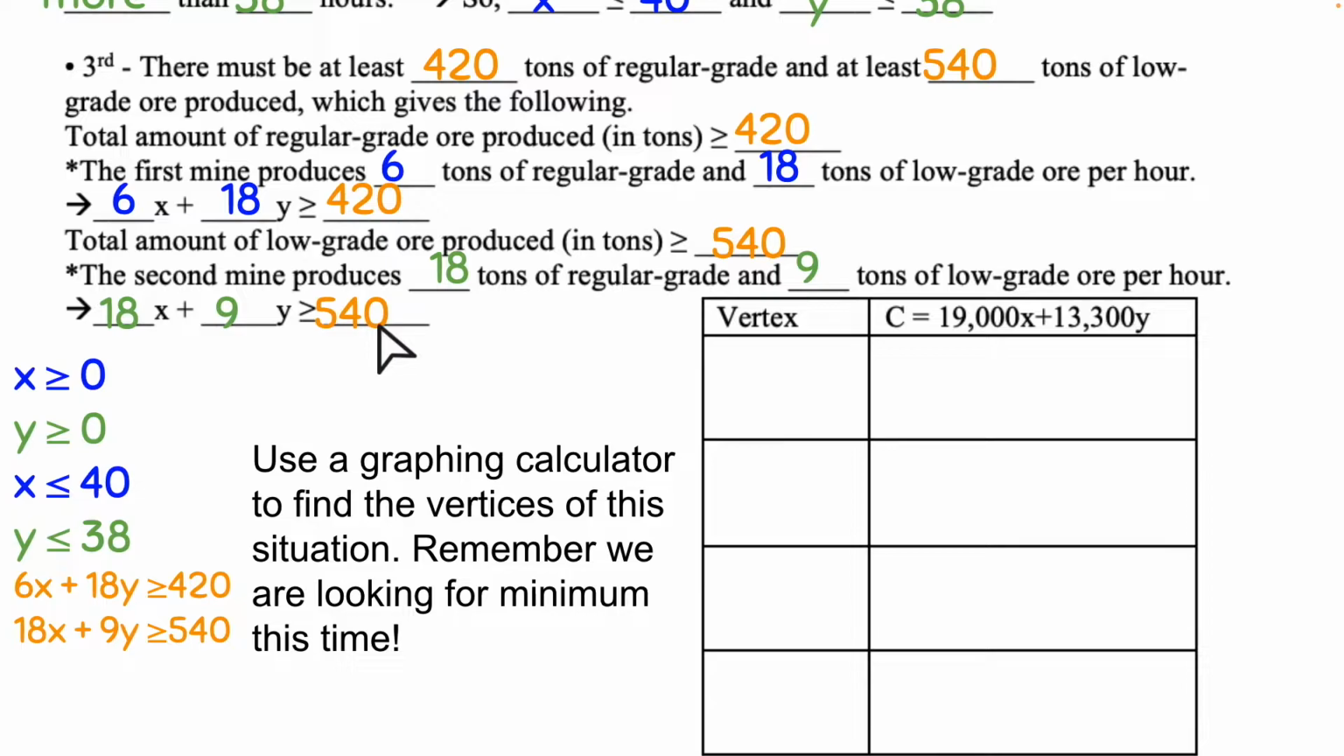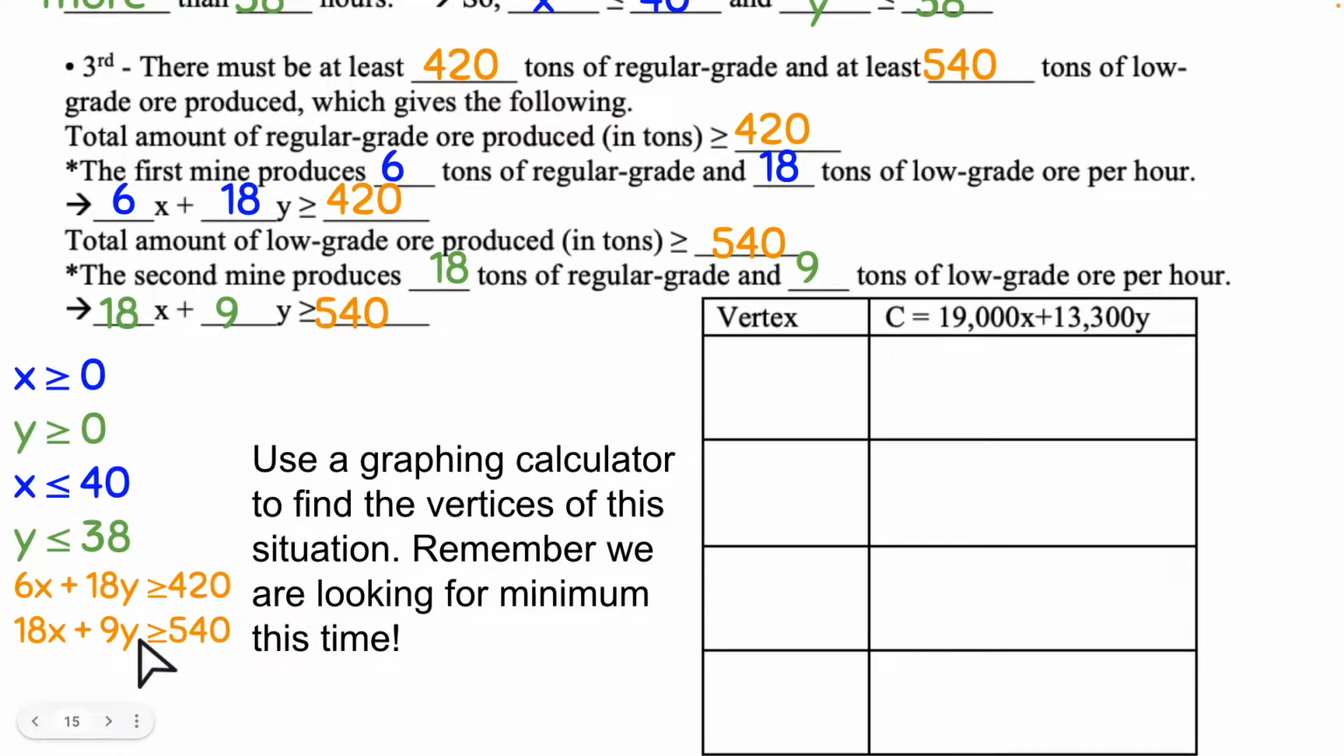So now we have our 4 basic constraints just based on time, the minimum amount of time it can be operated, the maximum amount of time they can be operated, and then we also have the constraints on each mine and what they can produce.